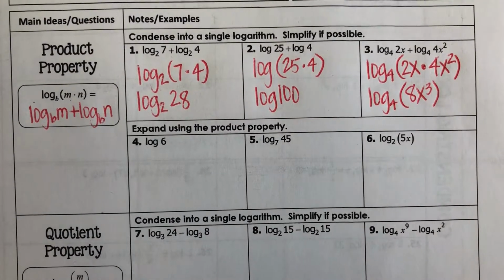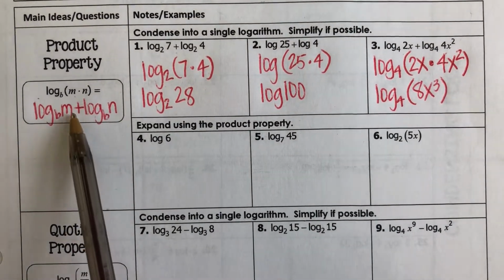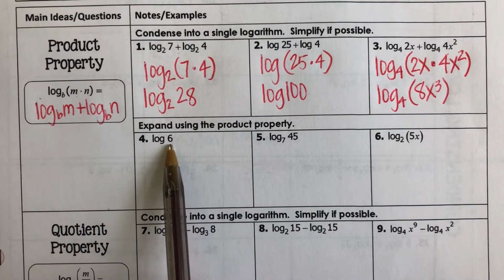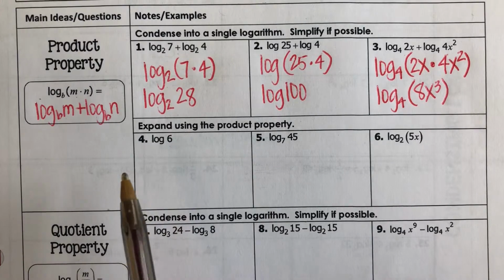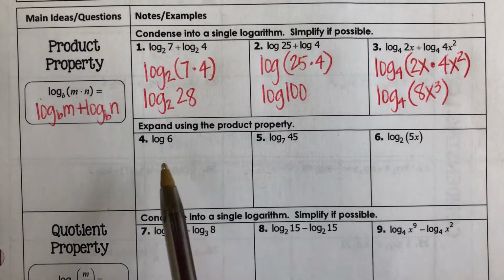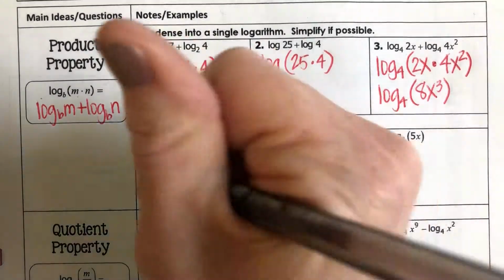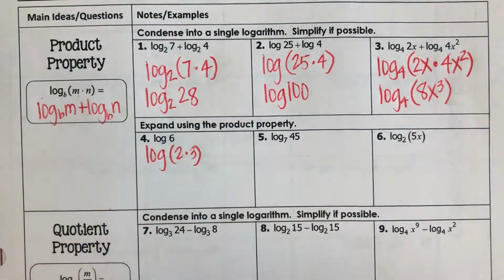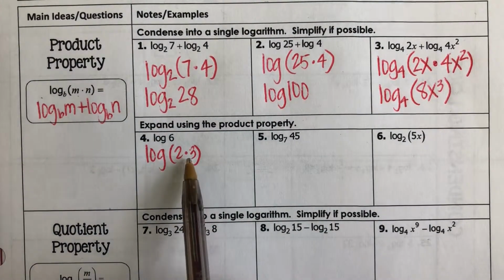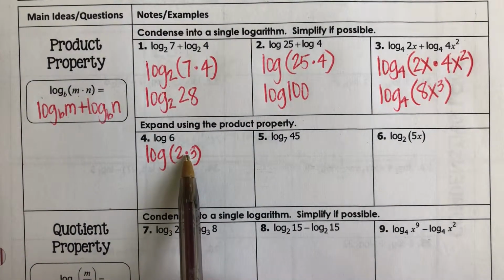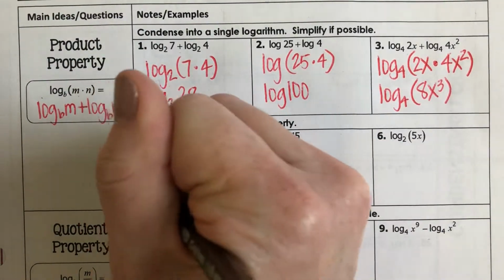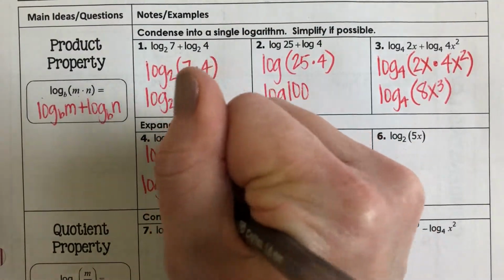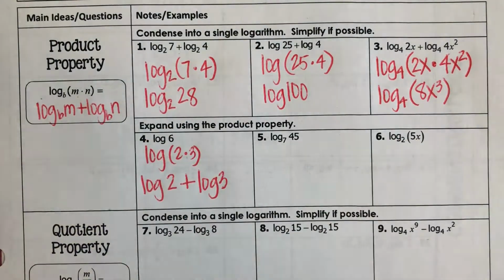Here, for expanding, I want to break it apart. I want to write it in this format. Sometimes I have numbers that look like this, and I just need to think of any two numbers that would multiply together to give me 6. Right here, I'm going to break this into 2 times 3. So then I'm going to take where I broke it apart with multiplication and break it into two separate logarithms. So log of 2 plus log 3.